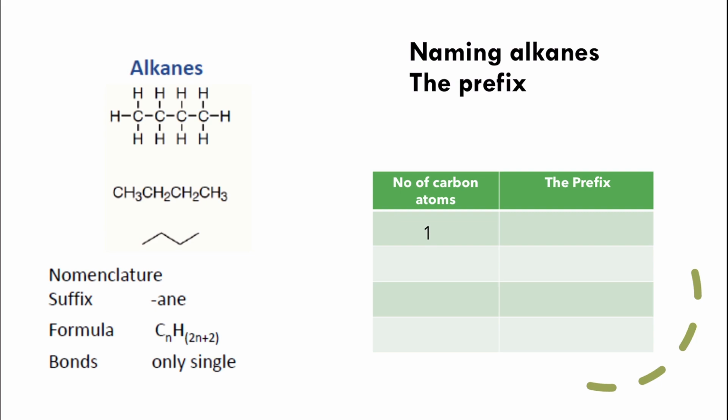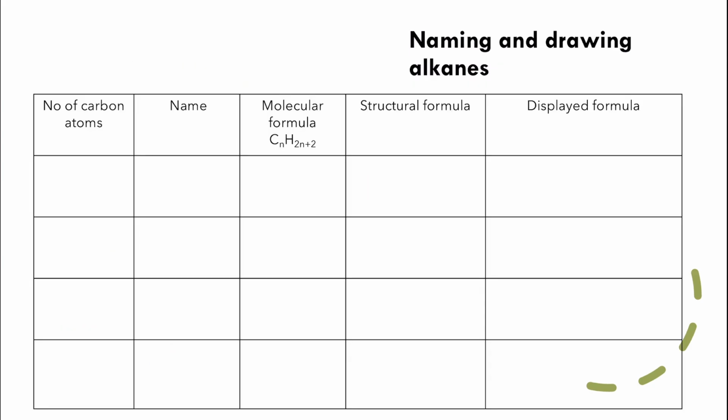So if you have only one carbon atom, the prefix would be meth. And then when you add the suffix, it's going to be methane. And then if you have two carbon atoms, it's called eth. And then again, add the suffix, so it's ethane. If you have three, then it's called prop. And then you add ane at the end, so propane. And if you have four carbon atoms, it's called but. And then you have to add ane at the end, so it's called butane. You have to memorize the prefix of the first four members of alkanes.